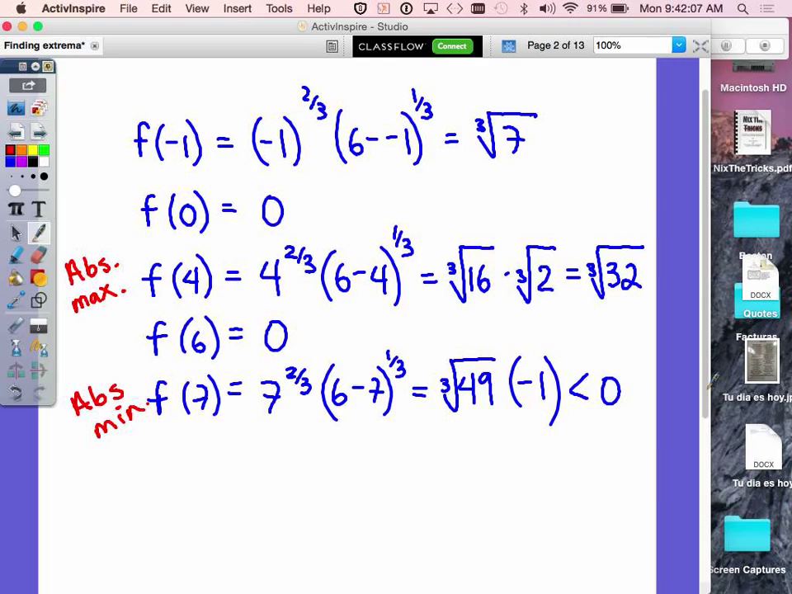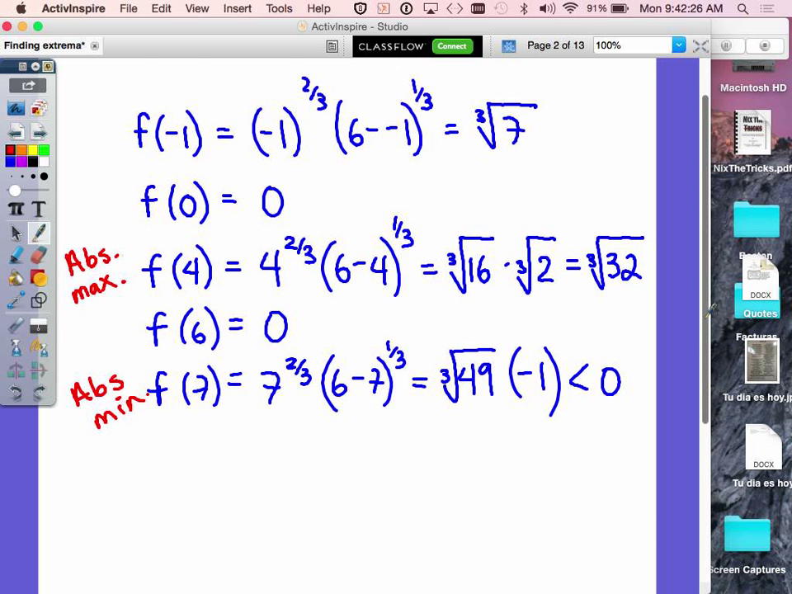If the question, however, asked me for local extrema, I wouldn't be done. I'd still have more work to do because f at -1, f at 0, and f at 6 might be local maxes, might be local minimums, might be neither, and I would have to do a labeled sign chart and do a bunch more work to figure that out. But since I'm only asked for the absolute extrema, I've done everything I need to do now.